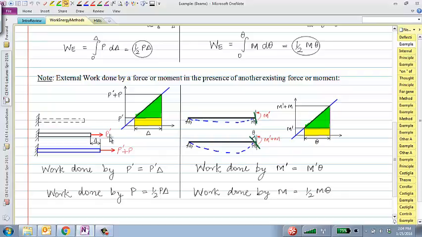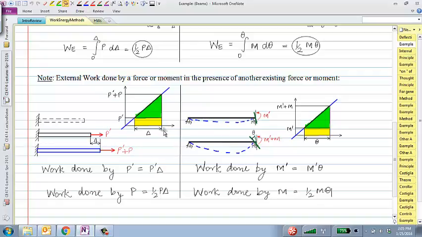delta. But now the second stage of the problem is the more interesting part. What we are saying here is that keeping P prime in its place, I'm not going to change P prime. But on top of P prime, I'm also going to apply another external load P, the actual real external load P. And when I do that, this structure is going to have an additional displacement of delta.